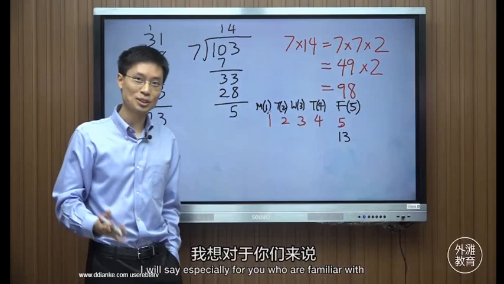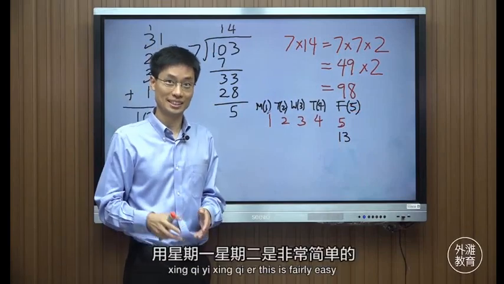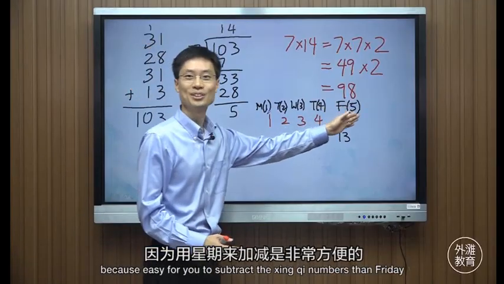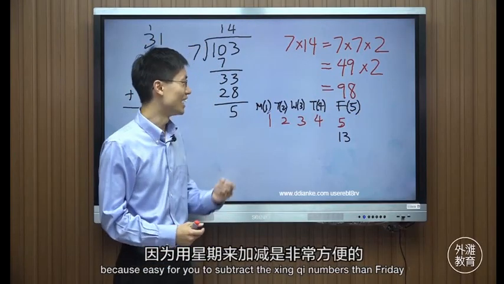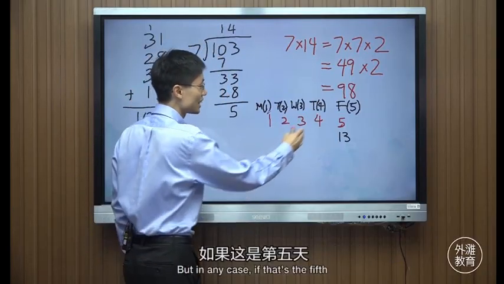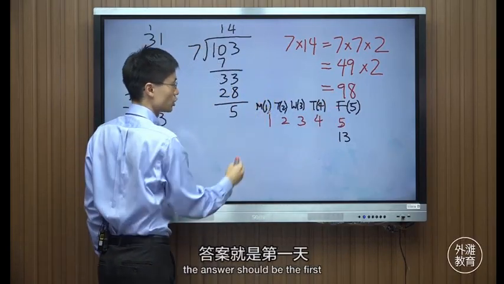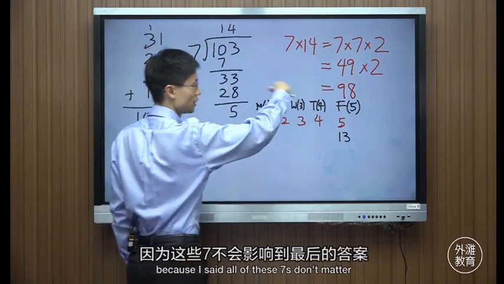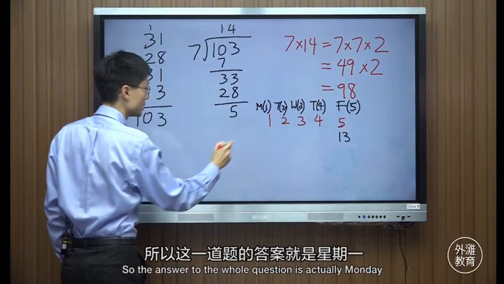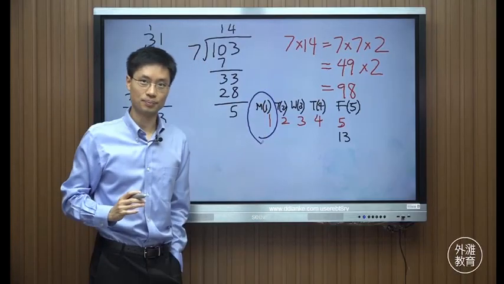I will say, especially for you who are familiar with 星期一, 星期二, this is fairly easy because it's easier for you to subtract 星期, the numbers, than to subtract Friday. But in any case, if that is the 5th, then the answer should be the 1st, because I said all of these 7s don't matter. And so the answer to the whole question is actually Monday.